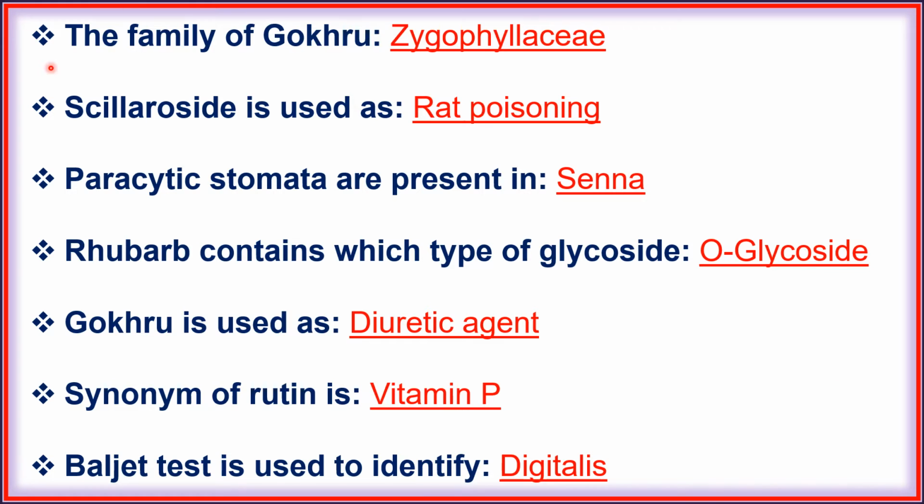The family of Gokhru is Zygophyllaceae. Next, scilliroside is used as rat poison. Next, paracytic stomata are present in senna. Next, rhubarb contains which type of glycoside? That is O-glycoside. Next, Gokhru is used as diuretic agent. Next, synonym of rutin is vitamin P. Next, Baljet test is used to identify Digitalis.